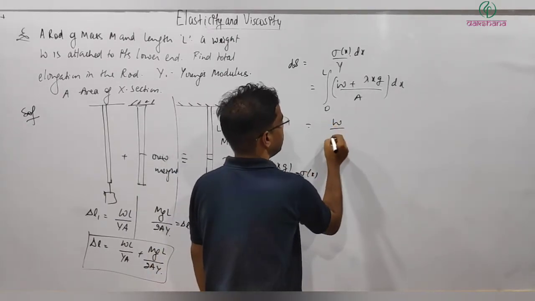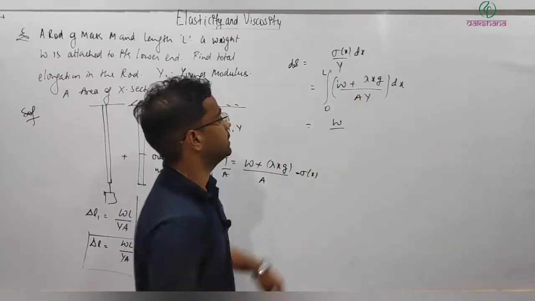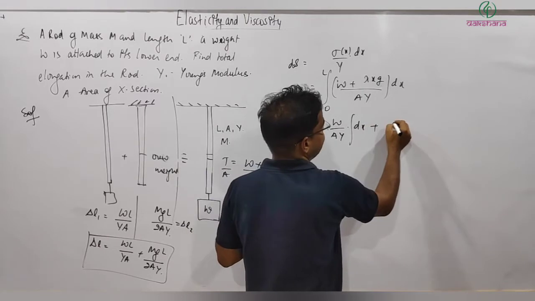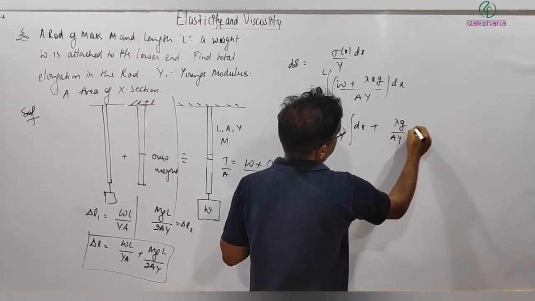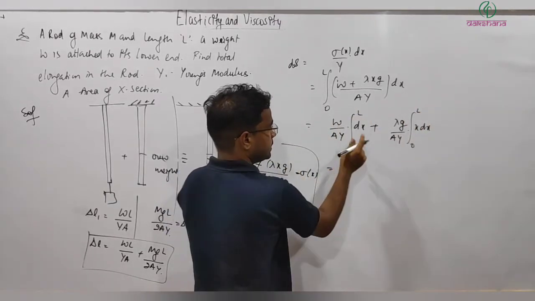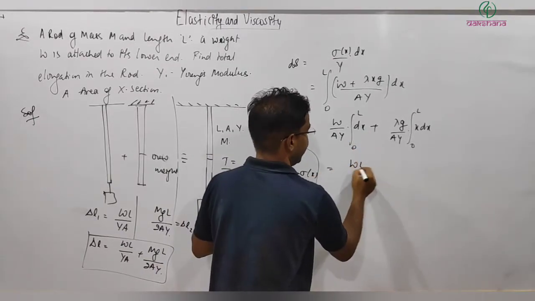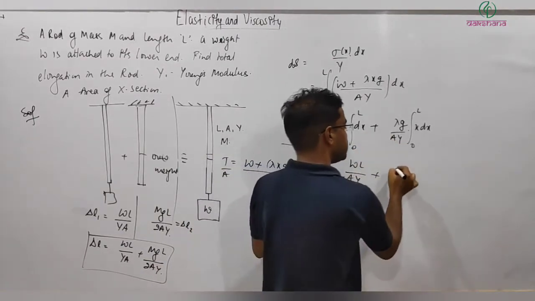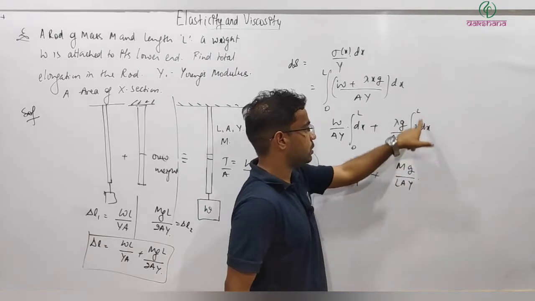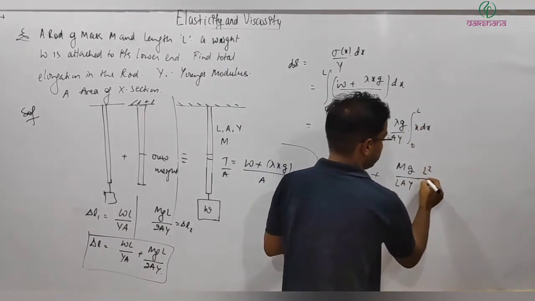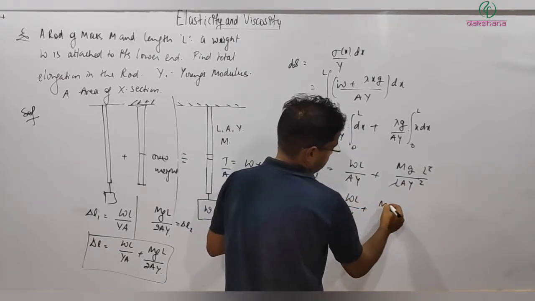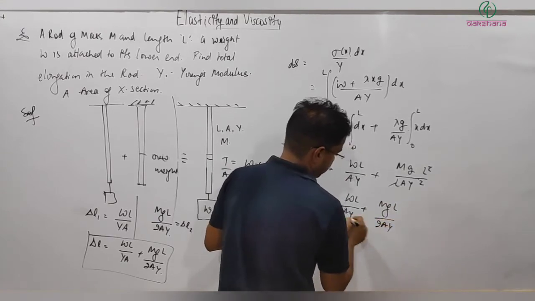So this is W by, and Y will also be there. So W upon AY integration dx plus lambda g upon AY into x dx, integration 0 to L. Now see it, integration dx will simply be L. So this is WL upon AY plus lambda, substituting it as mg by L, AY, and this is x square by 2, so 0 to L, substituting the limit, it's L square by 2, one L gets cancelled, and simplifying we get WL by AY plus MGL by 2AY.